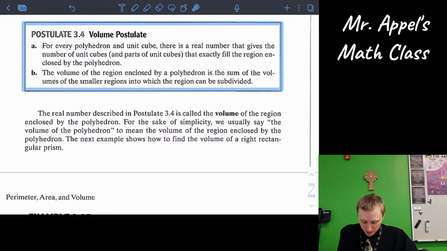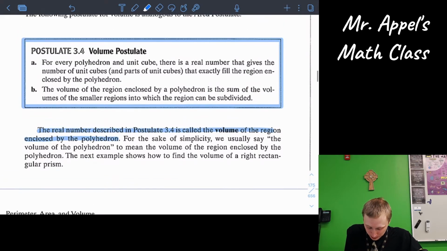The real number described in postulate 3.4, that number of given cubes, is called the volume of the region enclosed by the polyhedron. All right, so if you want your definition of volume, you will need to use this portion of the postulate. Now, for the sake of simplicity, we usually say the volume of the polyhedron to mean the volume of the region enclosed by the polyhedron.